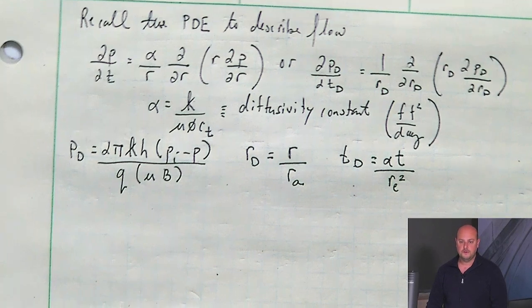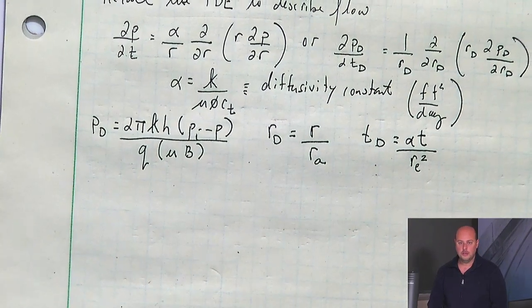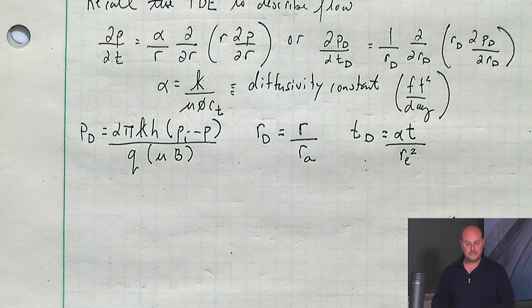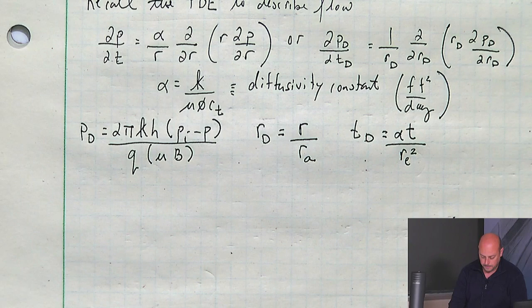Those are dimensionless variables. Okay, and again, we like to use dimensionless equations from time to time because we could have a solution or a table or a plot that's very generic and works regardless of the actual permeability and thickness and porosity of the reservoir, for example.